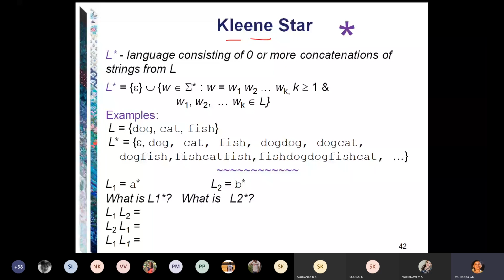So, L star. How to define L star? The language consisting of 0 or more concatenations of strings from L. It is called Kleene star. Formal definition: L star is given by epsilon, and this is very important, the Kleene star operation always contains epsilon, union W belongs to sigma star. What is W? W1, W2 up to Wk, where subscript k is greater than or equal to 1, as well as W1, W2, etc. belong to L.